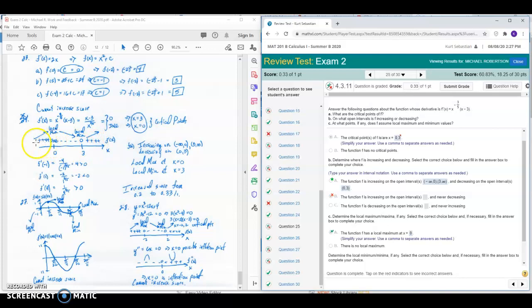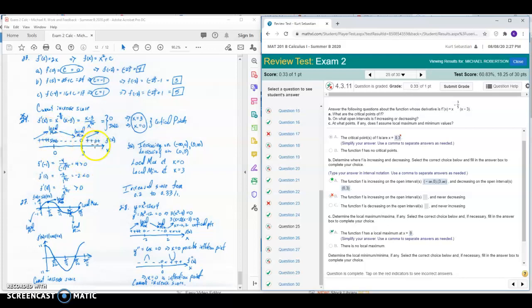So to the left of 0, I'm going to check the derivative at -1. I see it's positive. That means the function is increasing from -infinity to 0. Between 0 and 3, I'll check 1. It's negative. That means the function is decreasing between 0 and 3. So it's increasing from -infinity to 0, decreasing from 0 to 3. That means I have a local maximum at x equals 0.